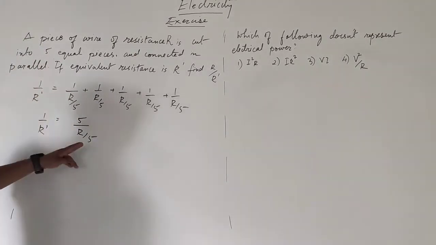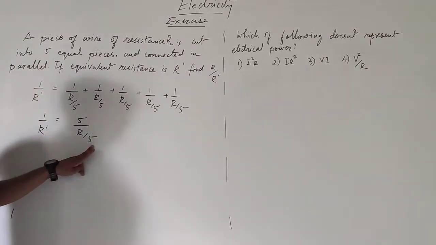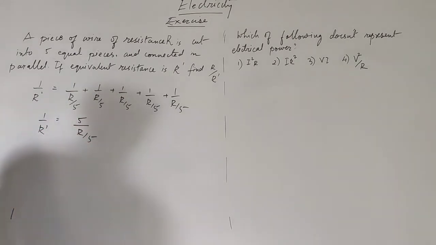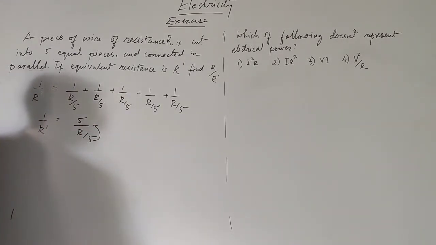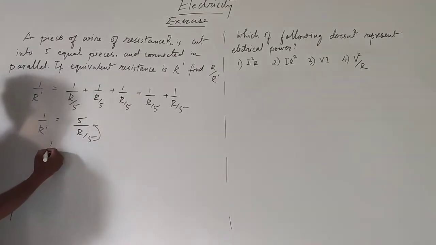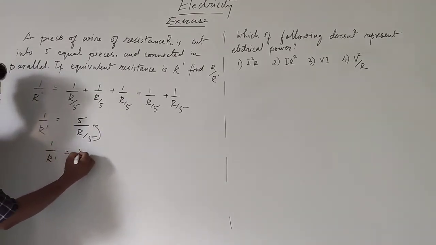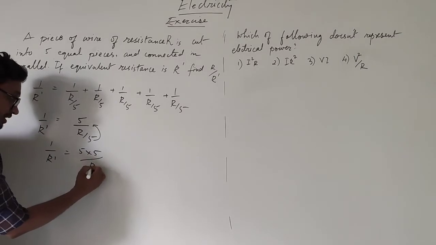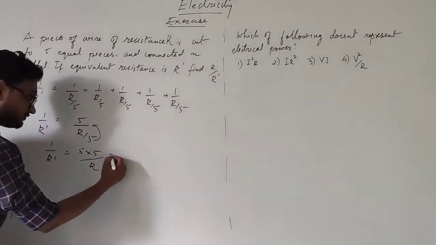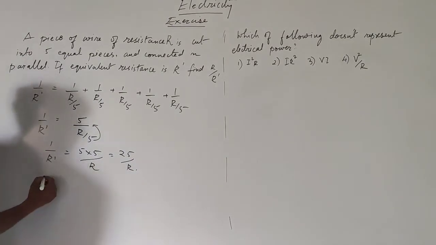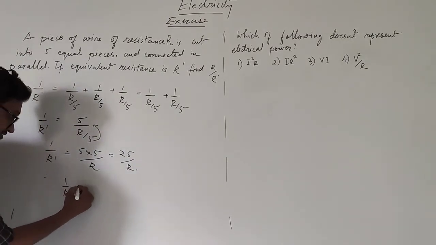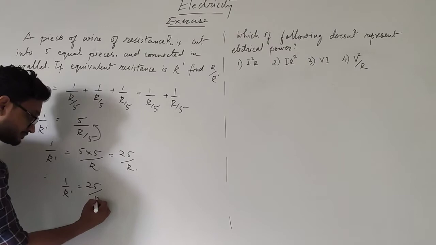As you can see that this 5 is in the numerator over the whole denominator. So this will be the reciprocal and it will go upside in the numerator, and the next step becomes 1 upon R dash is equal to 5 into 5 by R. This will give you 25 by R. So the final step that we are getting is 1 upon R dash is equal to 25 by R.